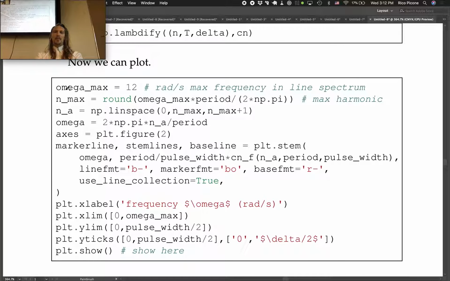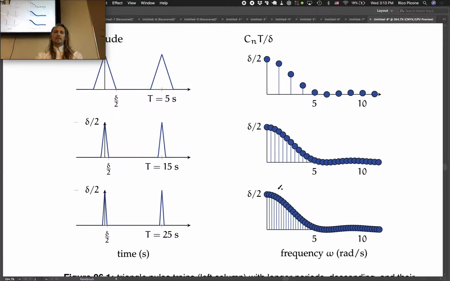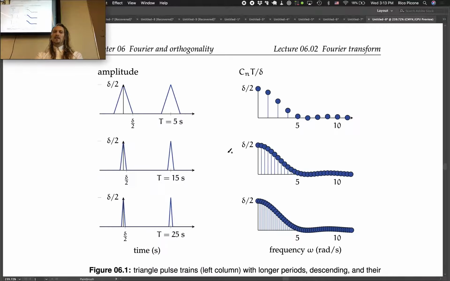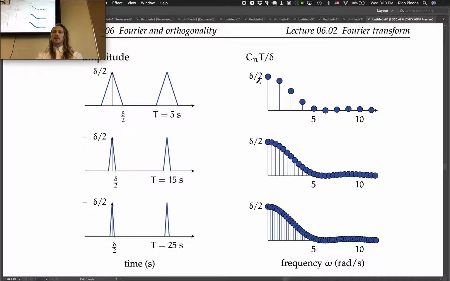Now we can plot. So bang, bang, bang, do some plotting. And that was just for one of these, but I generated 3 different cases. So the time domain representation and then the frequency spectrum plot, so the C_n. I scaled the C_n by T over delta, which allowed me to represent it on this plot in a nice way. Otherwise, the scaling changes on each one of these, so the vertical scaling is going to change here.